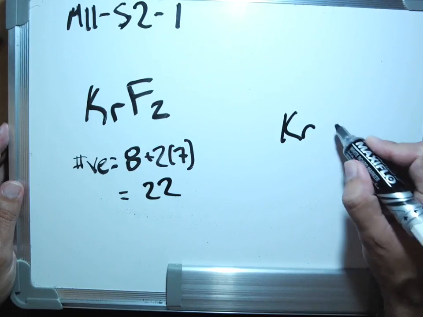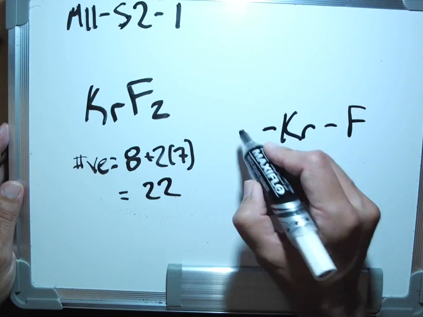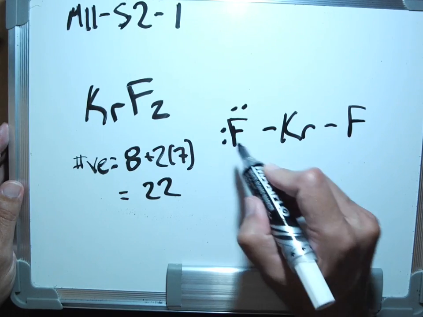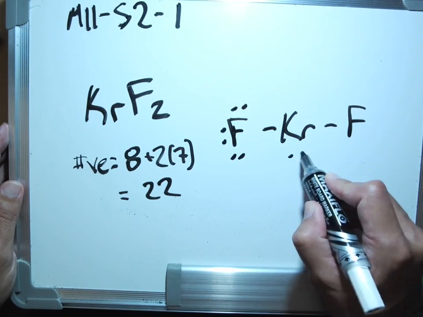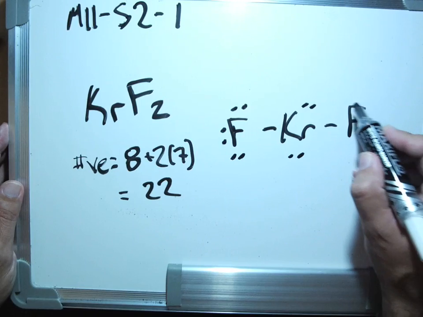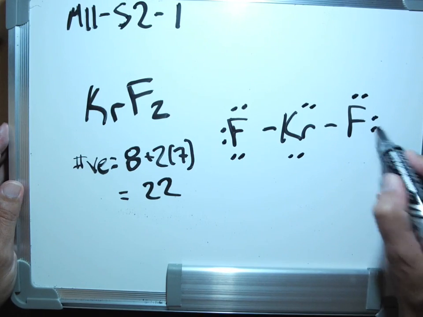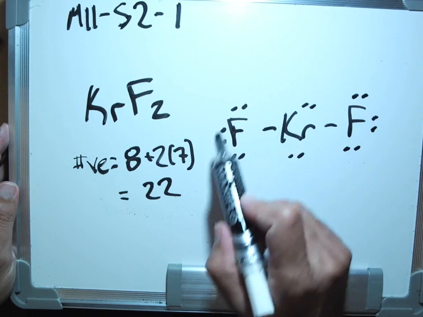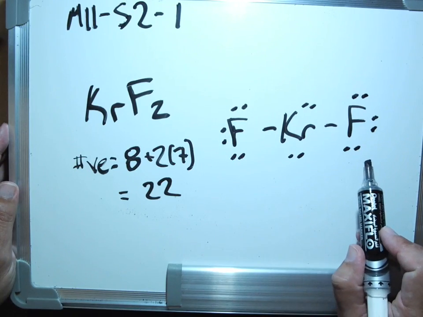Krypton will be our central element. We'll attach those fluorines. We'll give everything an octet that needs an octet. Krypton will get its octet. Fluorine and fluorine each have an octet. So from the standpoint of the octet rule, everything looks happy here.